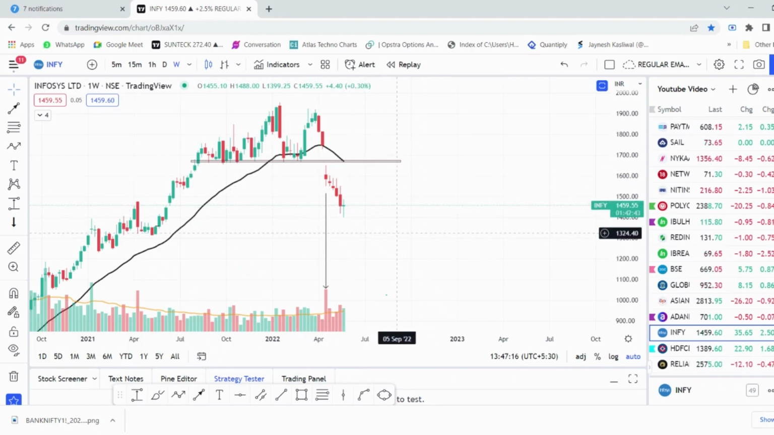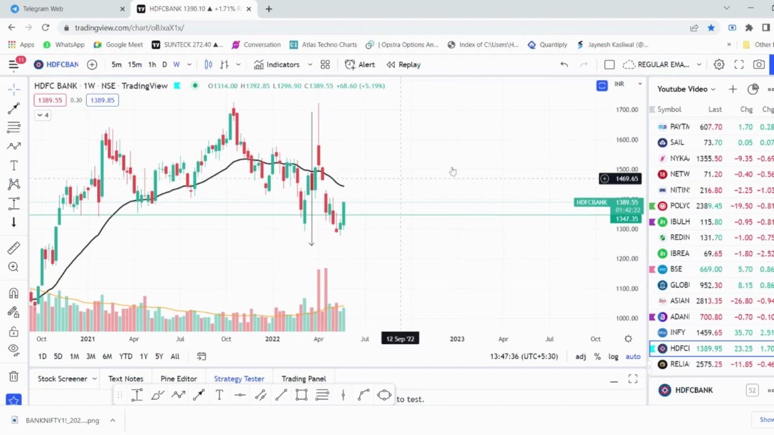Currently, I would suggest you just avoid this particular script, and any kind of pullback till 1610 levels or so will be a selling opportunity to exit. If the stock reclaims the levels of 1660, 1670, then one may think of holding it, as the trend may have reversed.